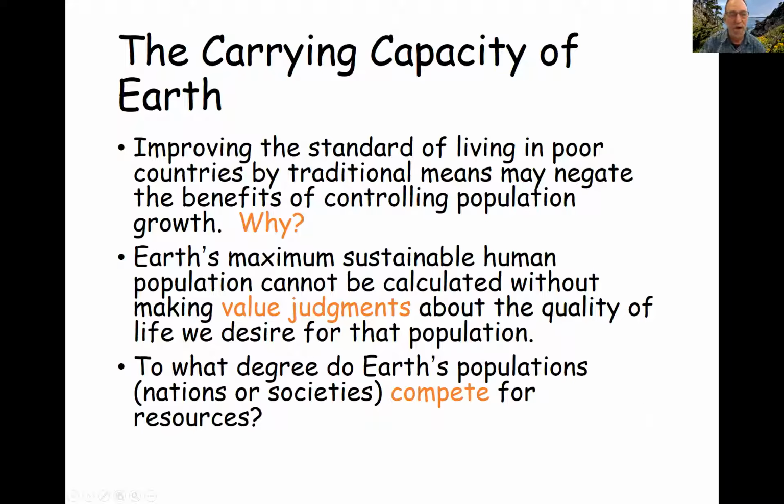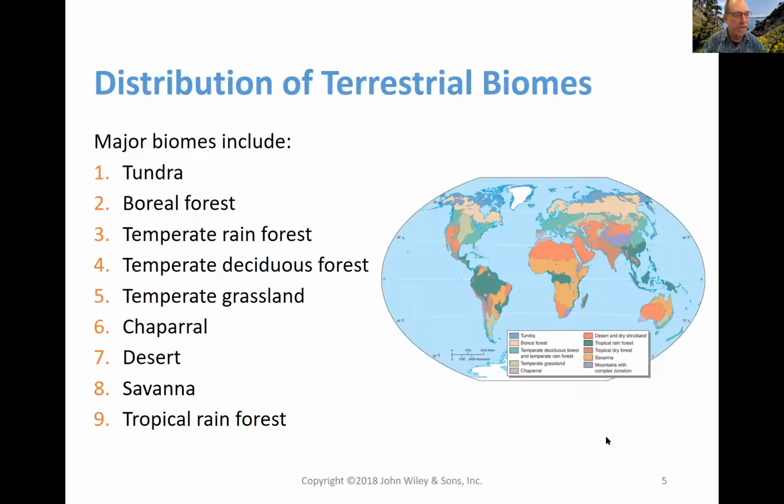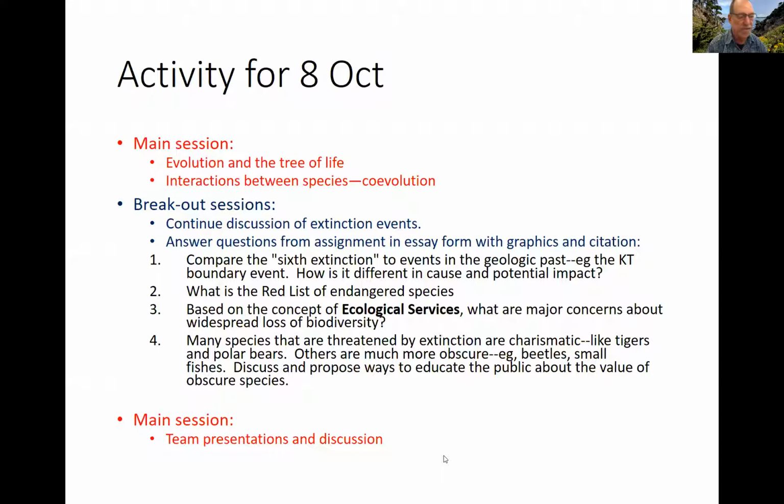Okay, so those are some remarks intended to give a different perspective or slightly expand the material covered in the books. And so I'm now going to open up the breakout rooms, and I'd like you all to regroup and consider the following questions. Compare the sixth extinction to events in the geologic past. In other words, look backward in time and see how our present extinction event, if in fact this is what's happening, compares with other events. For example, the KT boundary event or the comet impact that wiped out the dinosaurs. How is it different in cause and potential impact?